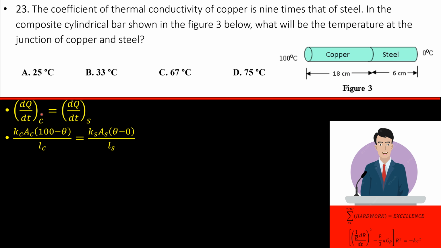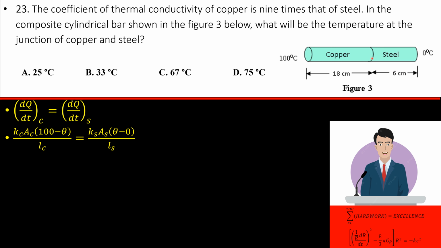And so we can write out the expression for the time rate of transfer of heat through the copper, which is basically the thermal conductivity of copper multiplied by the cross-sectional area of copper multiplied by the change in temperature across the entire length of the copper bar divided by the length of the copper, which will be equal to, of course, the thermal conductivity of steel times the cross-sectional area of steel times the change in temperature of steel, which is theta, because the temperature at this junction is theta, right?